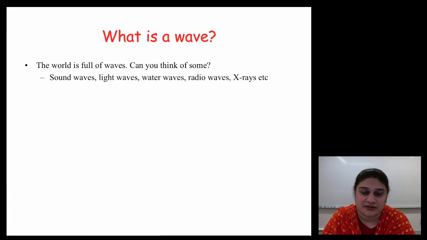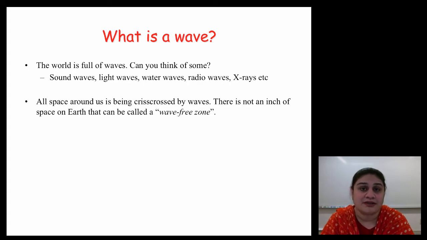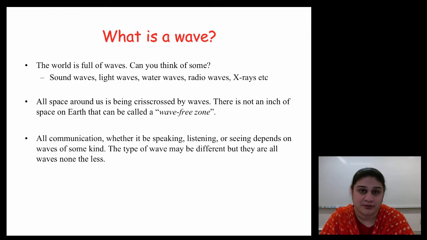Basically, sound travels as a wave, light travels as a wave, we have radio waves, and we have X-rays, and we have water waves, and so on and so forth. So all the space around us is constantly being crisscrossed by waves. There's not an inch of space on Earth that can be called completely wave-free. If nothing else, light will always be present. So all communication, whether it be speaking, listening, or seeing, depends on some wave of some kind. The type of wave may be different, but they are all waves nonetheless.